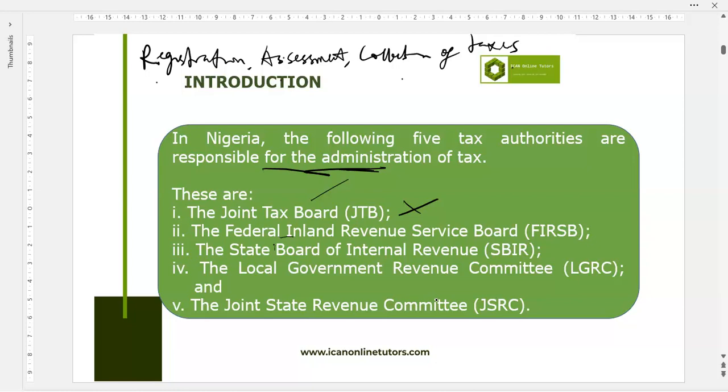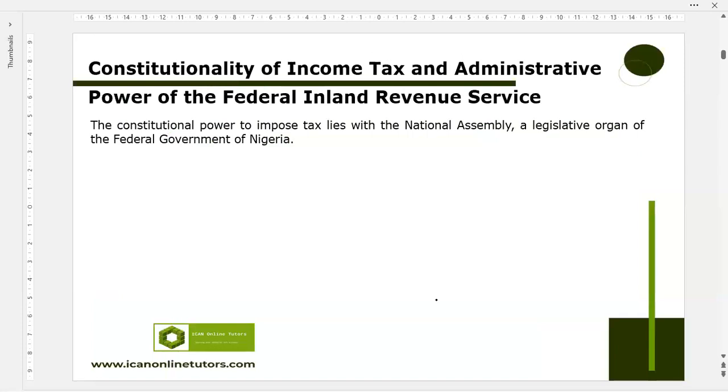by the relevant tax authorities in a way that an appropriate tax amount is efficiently and correctly collected. So this will reduce the incidence of tax evasion and then tax avoidance.